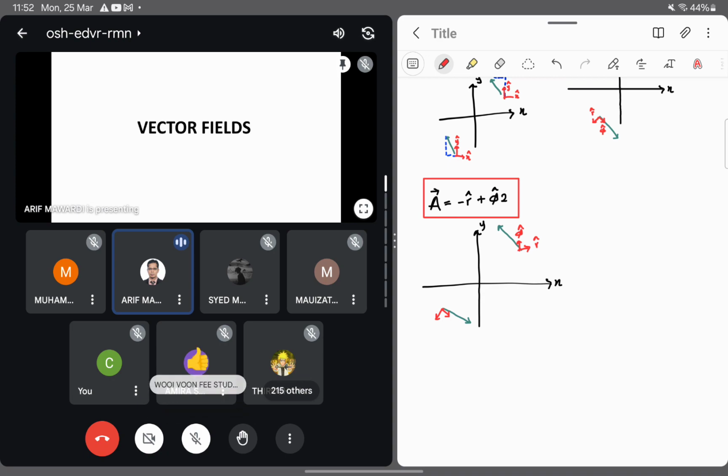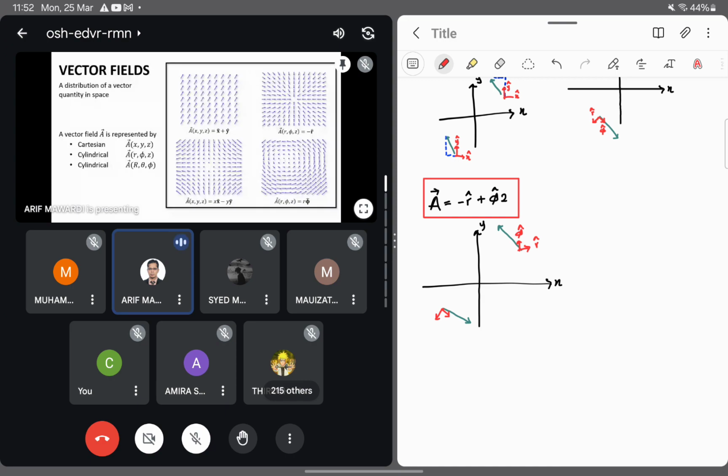Okay, so now we want to switch gear and talk about vector fields. We have seen briefly what a vector field is. So what is a vector field? A vector field is a distribution of vectors, the distribution of a vector quantity in space. This is an example of a vector field.